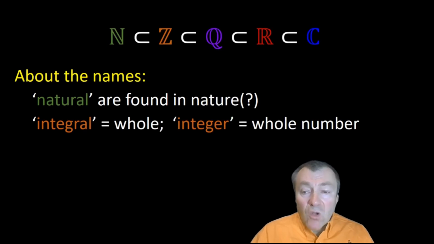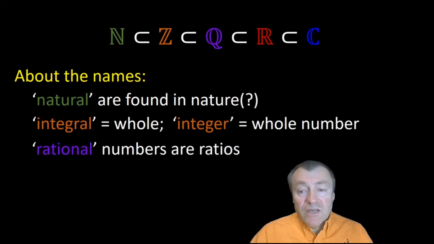Integral means whole, so integer means a whole number, a number without any fractional part. The capital Z comes from the German word Zahlen. The rational numbers are precisely the ratios of integers, so this name makes good sense. And Q stands for quotient, which is synonymous with ratio.